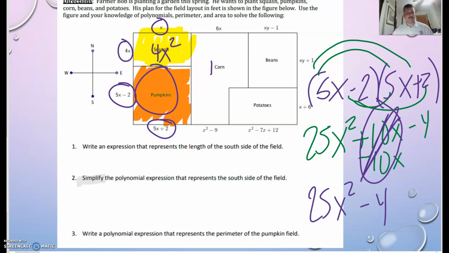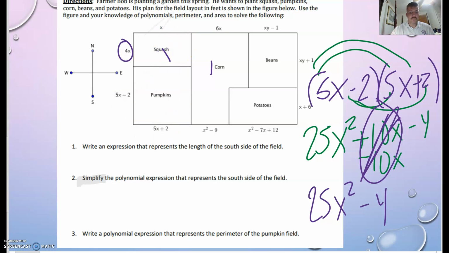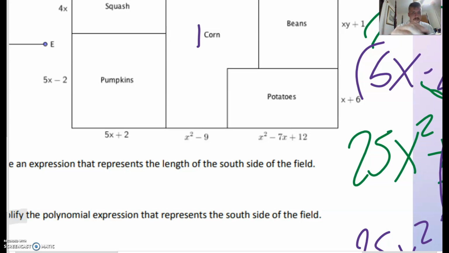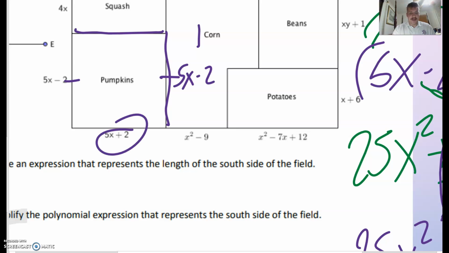Okay? Now, what if I wanted to find the perimeter of the pumpkins? The perimeter of the pumpkins, okay? Well, the perimeter, guys, is the distance around. Okay. So, guys, I don't know the length here, and I don't know the length here. But I know that this length and this length are copied. So if that's 5x minus 2, that means that's 5x minus 2. If that's 5x plus 2, that means that length is 5x plus 2. So if I wanted to find the perimeter, I would just add this length, this length, this length, and this length together.